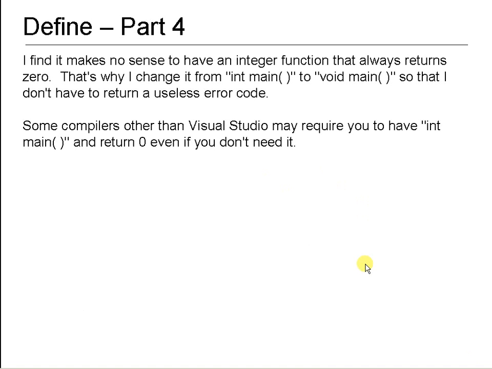I find it makes no sense to have an integer function that always returns 0. That's why I change it from int main to void main, so that I don't have to return a useless error code value. Now some compilers, as in Visual Studio, may require you to have int main and return 0 even if you don't need it. That's fine. Just go ahead and do it in there.